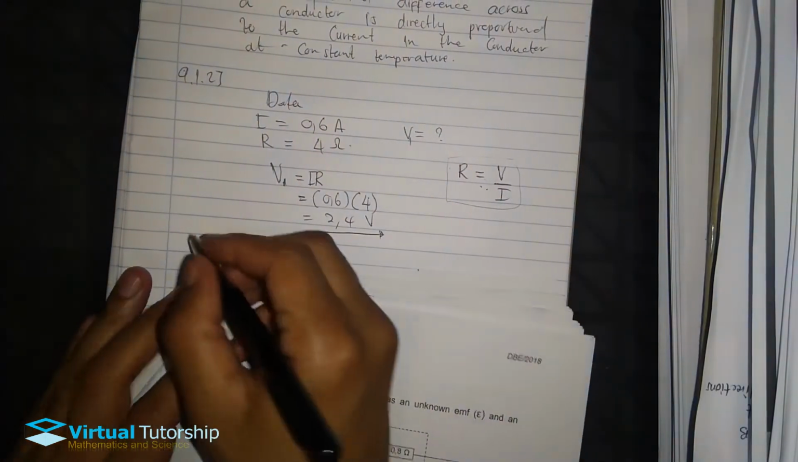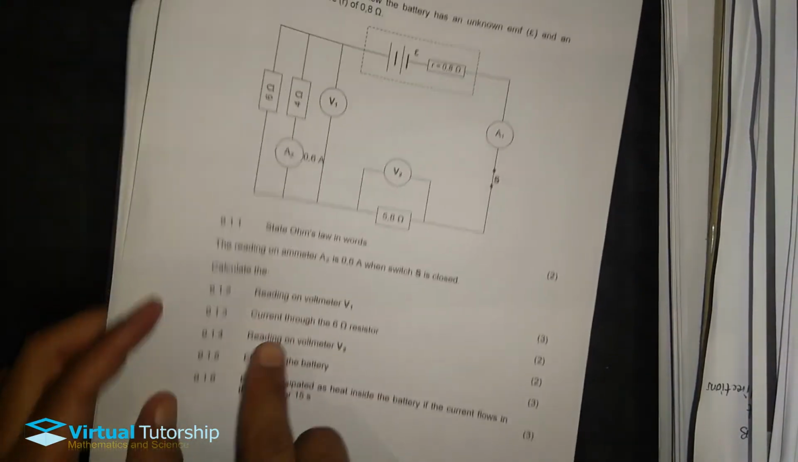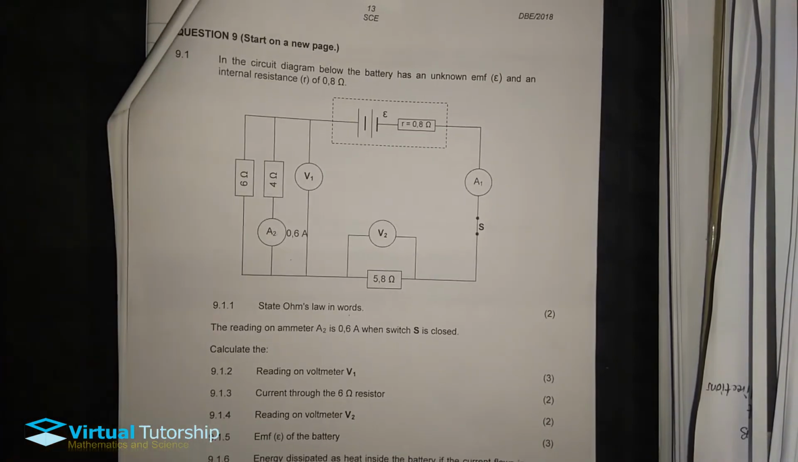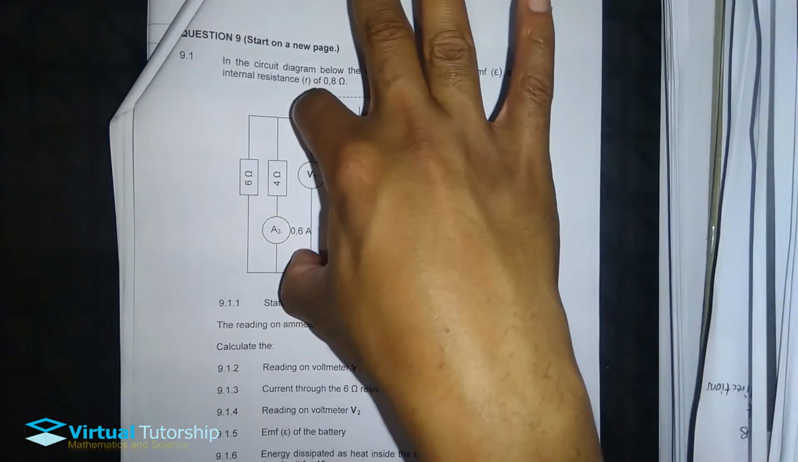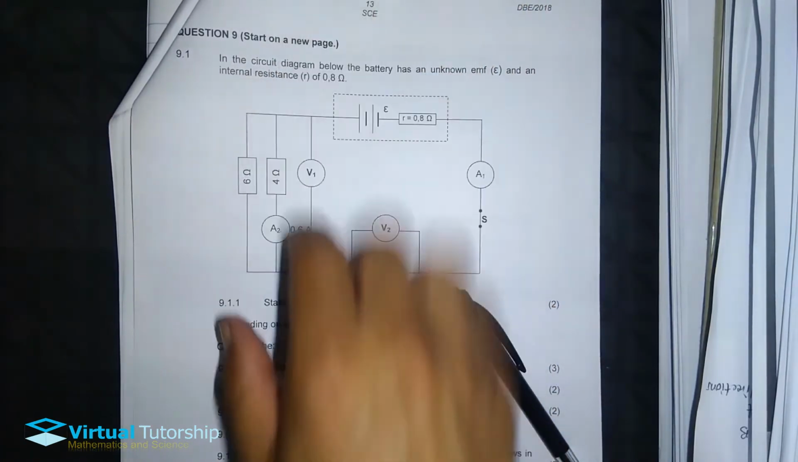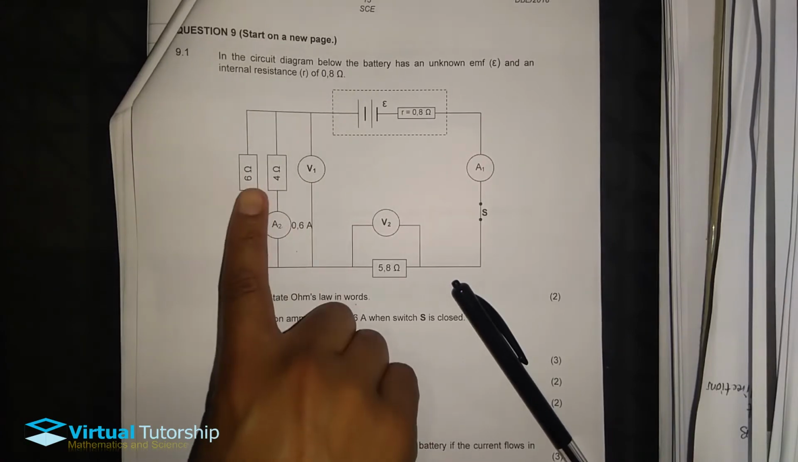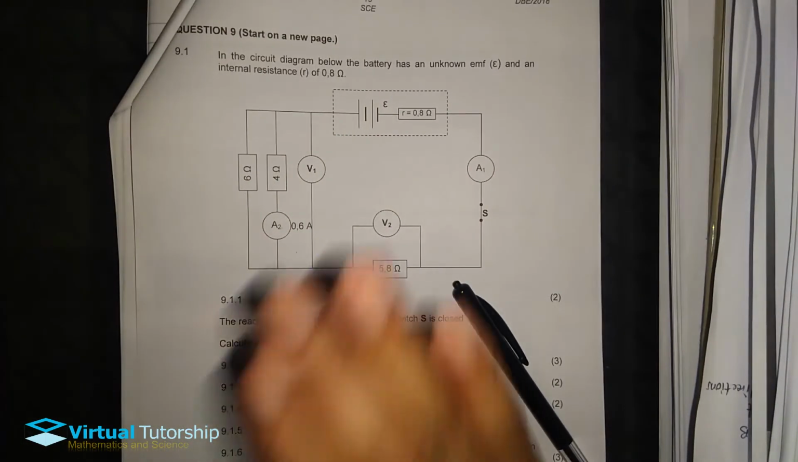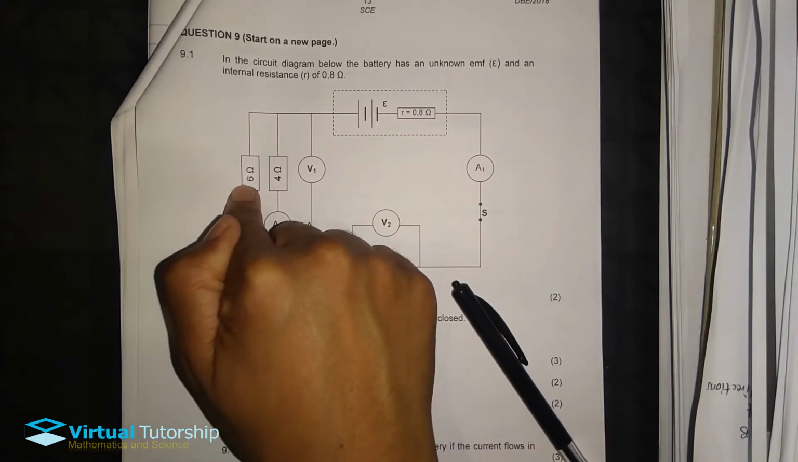So now the next question again, 9.1.3. Now sifuna the current through the 6 ohm resistor. So the 6 ohm resistor is in this parallel connection. Now since we know V1 and V1 will measure across the parallel connection, it means the potential difference la 4 na 6 is the same, because this is a parallel connection. The only thing that divides in a parallel connection is what? Current.